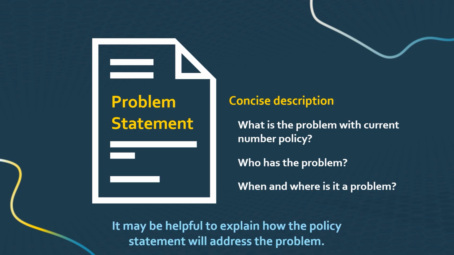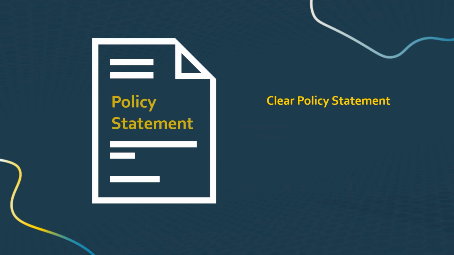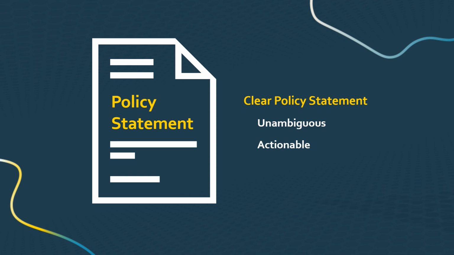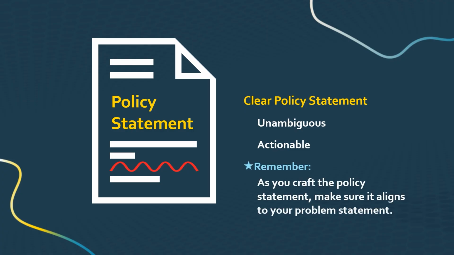It may be helpful to explain how the policy statement will address the problem. The next consideration is a clear, in-scope policy statement. This statement should be unambiguous, actionable text without the need for further research. If there are to be changes to existing text, we recommend you provide redline changes with your submission, and remember, as you craft the policy statement, make sure it aligns to your problem statement.